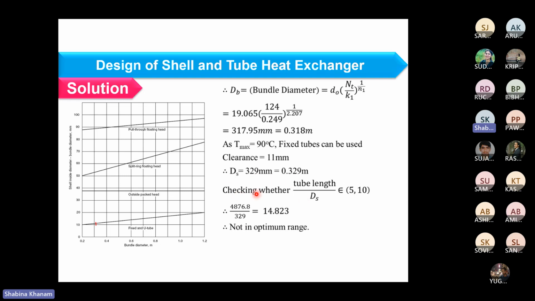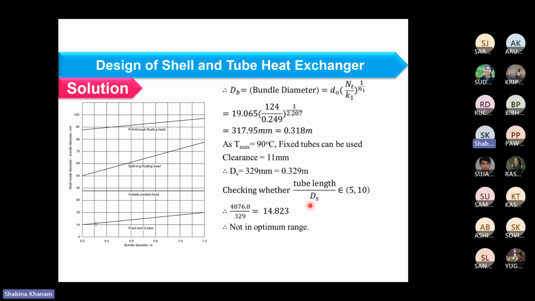And here, once you have this shell diameter, you need to check the value. Check the value in what sense? Check the L by D ratio. Whatever length of the tube you have chosen, the same length of the shell will be considered. So length you have chosen as 4.87 meter, and the shell diameter you have calculated as 0.329. So the ratio is coming as 14.827, but the optimum range is 5 to 10. So it means you need to reduce the length.